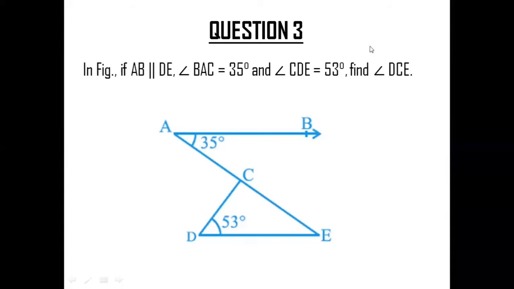Let us now find out what question number 3 has. It says, in figure, if AB is parallel to DE, angle BAC is equal to 35 degrees and angle CDE is equal to 53 degrees, then find angle DCE. Kindly observe this given figure and then let's quickly get into the solution for this third question.